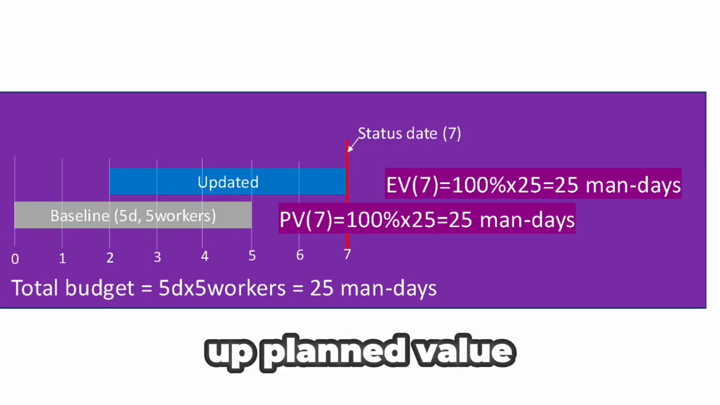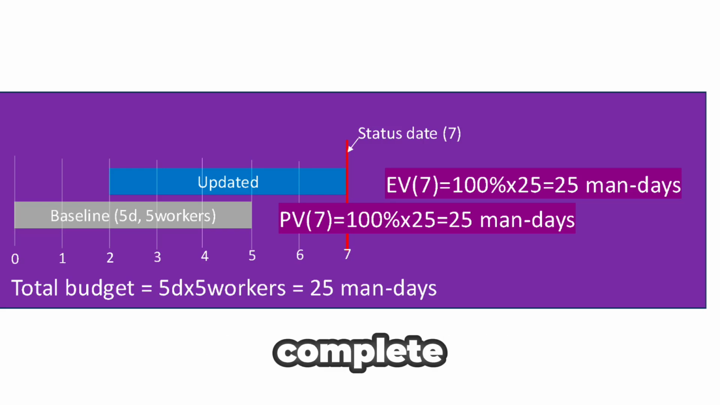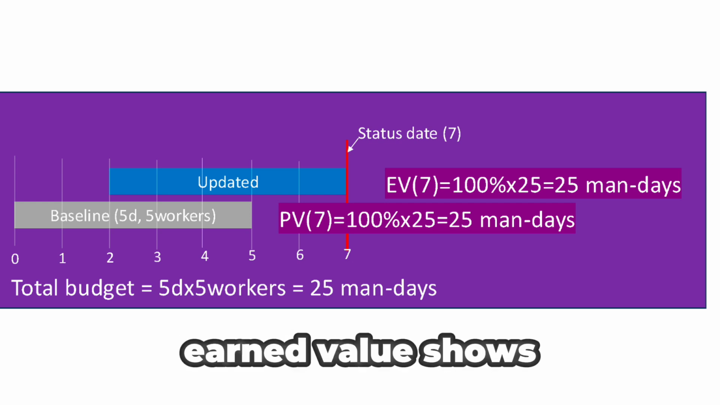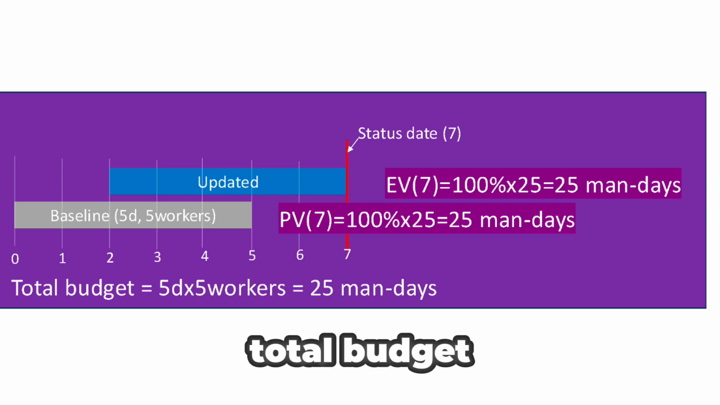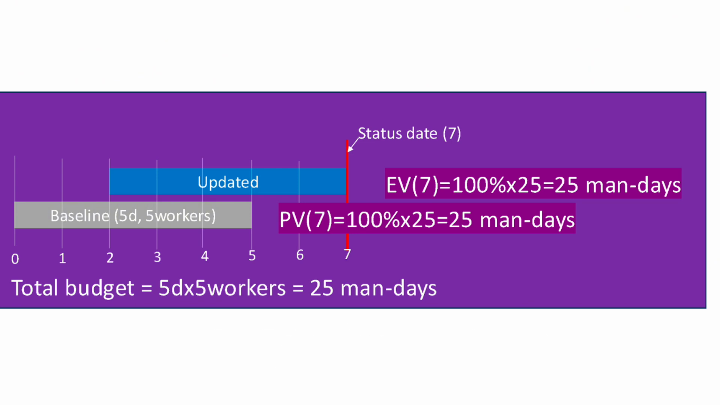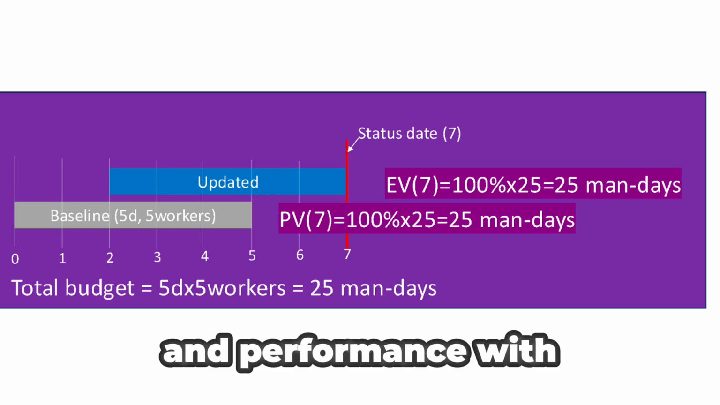To sum it up, planned value reflects the work you intended to complete by a given point in time, based on the original schedule. Earned value shows the actual amount of work completed, expressed as a portion of the total budget. By tracking both day by day, you get a clear picture of whether your project is ahead, behind, or right on track, helping you manage time, cost, and performance with confidence.